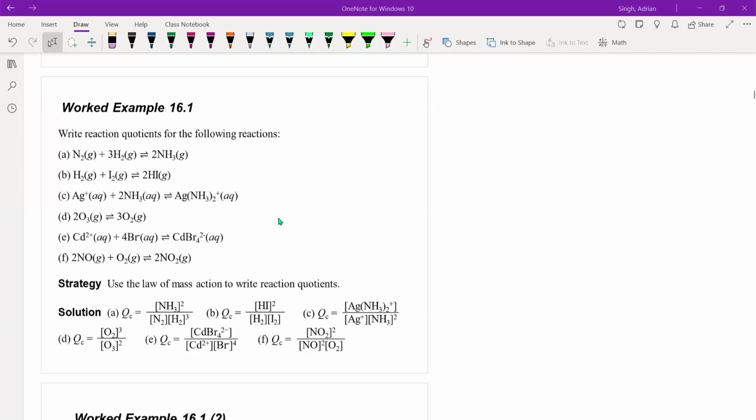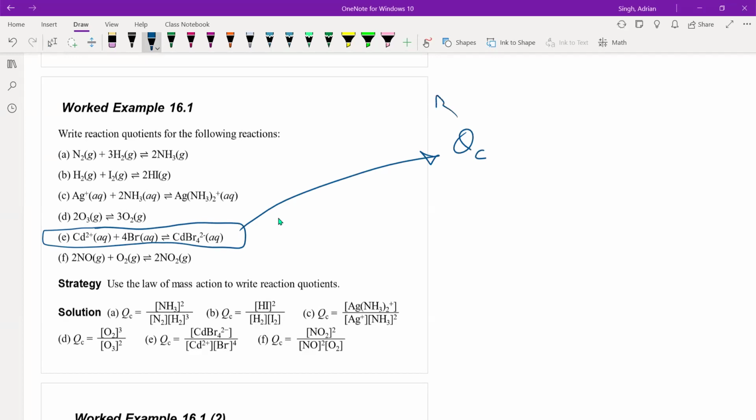So let's take a look at one of these examples. Let's just pick one. We'll do the second to last one here. So the cadmium ion reacting with the bromide ion to produce this species here on the right side. So our Qc expression, the reaction quotient, and again, this is the relationship for any point, we can write that for any point in the reaction process, at the beginning, in the middle, at the end, doesn't matter.